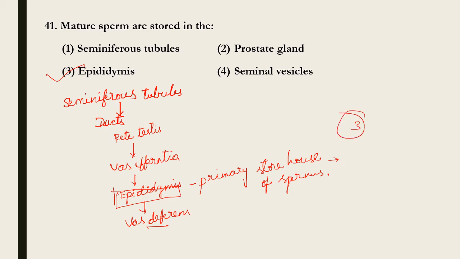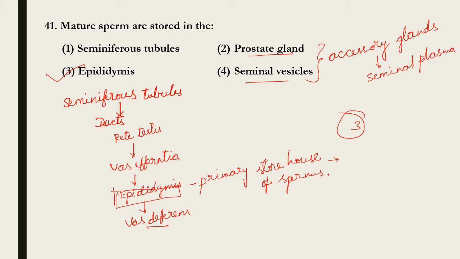In the seminiferous tubule, sperms are produced. And here, the prostate gland and seminal vesicles, these two are the accessory glands which secrete the seminal plasma. So seminiferous tubules produce the sperms. Mature sperm are stored in the epididymis. This is the primary storehouse of the sperm. So the correct answer is option 3.